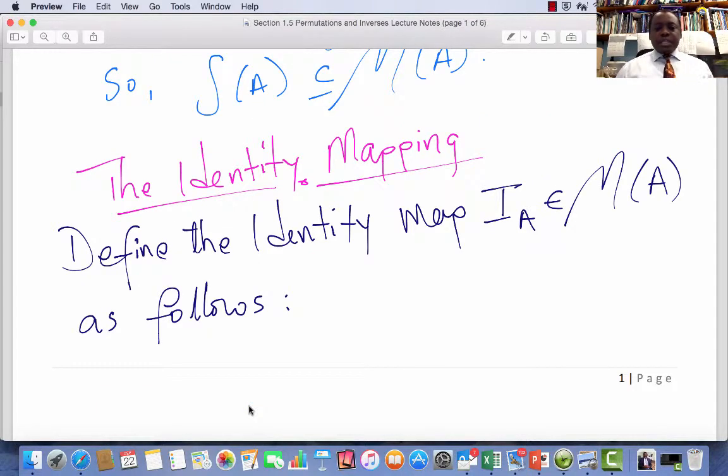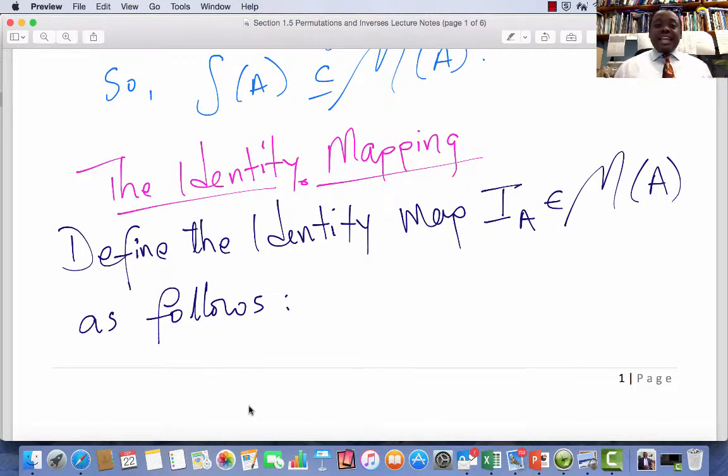Now let me proceed by defining the identity mapping. Just like we have the identity element in the set of real numbers, in the set of integers, and so on, in a non-empty set A we define the identity element E as that element such that for any arbitrary element X in the set A, X star E equals E star X equals X. That is the identity element.